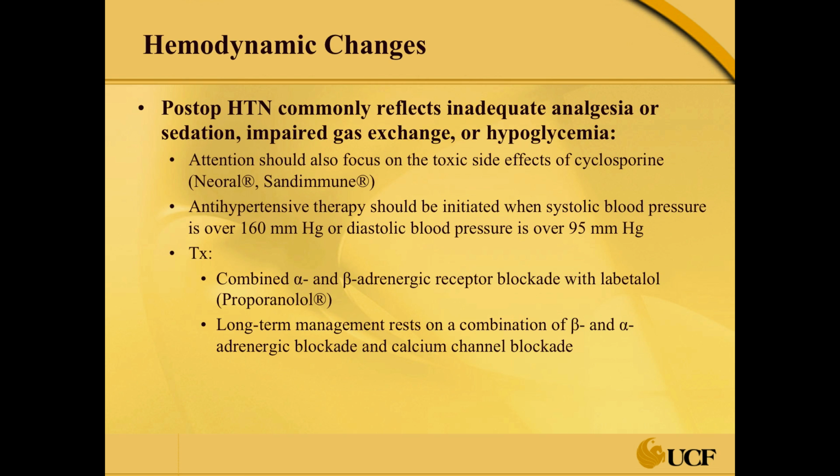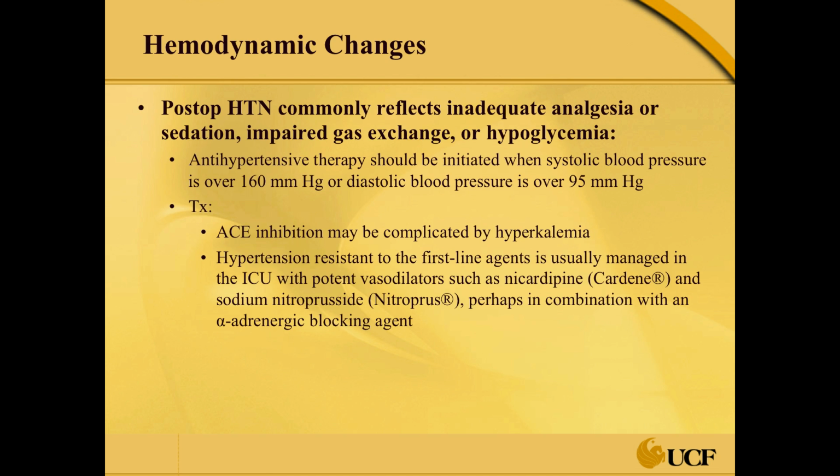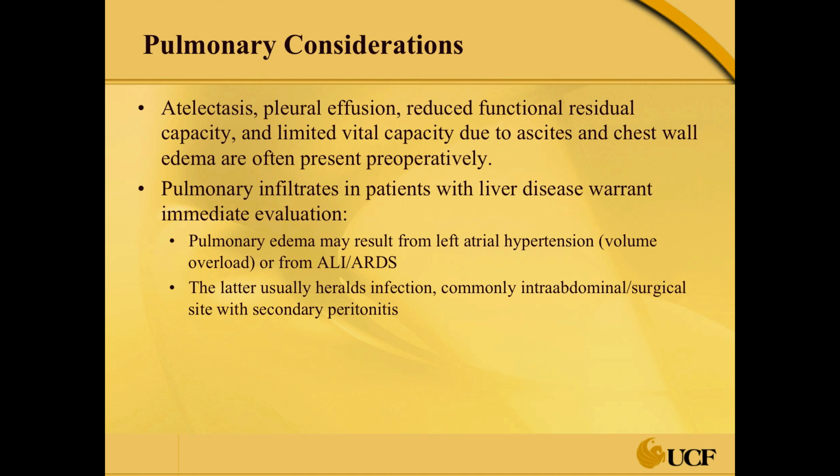Long-term management rests on the combination of beta and alpha adrenergic blockade and the addition of calcium channel blockers as well. ACE inhibitors can complicate hyperkalemia, so we would avoid those for the most part. Hypertension resistant to the first-line agents is usually managed in the ICU with drugs like nicardipine or nitroprusside, perhaps in combination with an alpha adrenergic blocking agent.